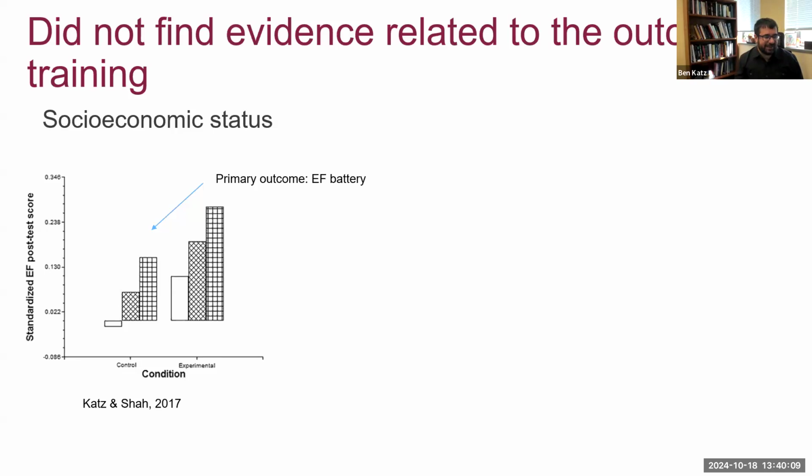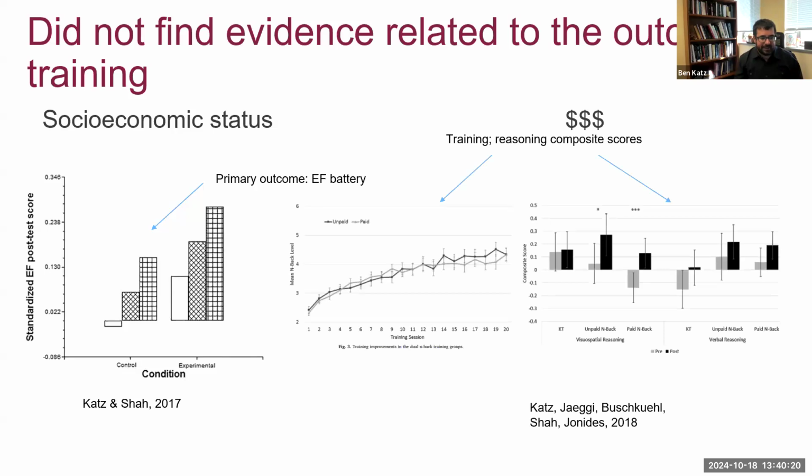But you can see that if you go from the white one to the other white one, and from the middle one to the other middle one, there's not massive differences in how much people improved as a function of whether they were high or low amounts of free or reduced price lunch in a school.